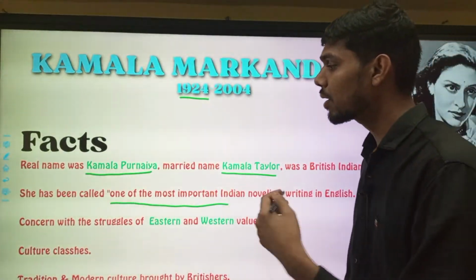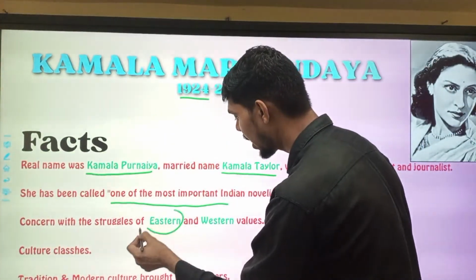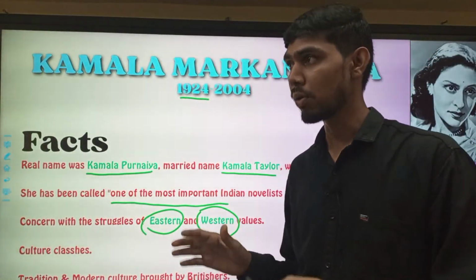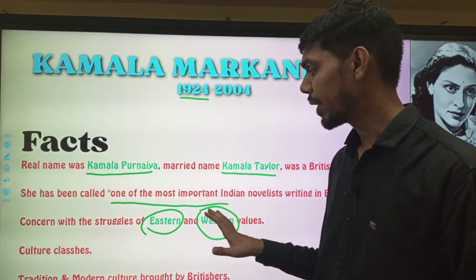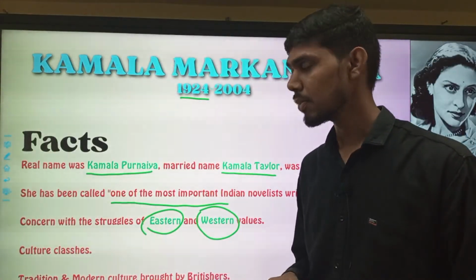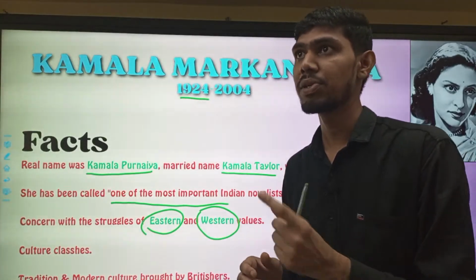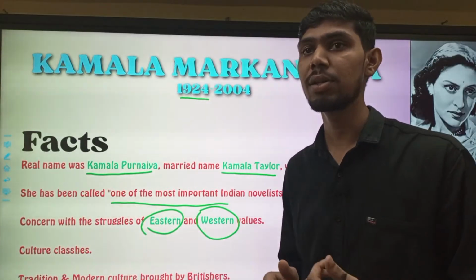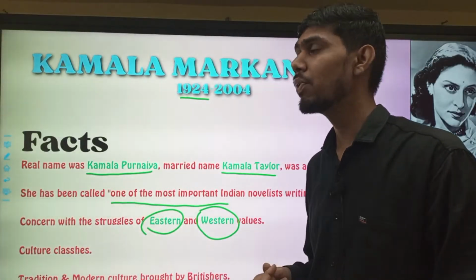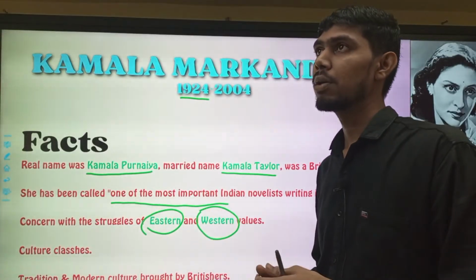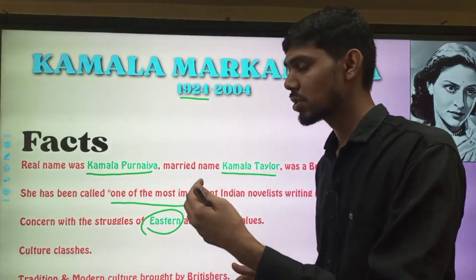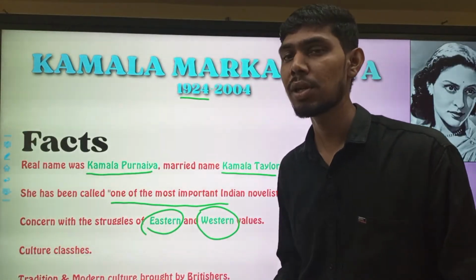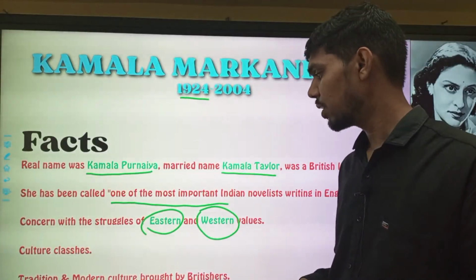Her novels concern the struggle of Eastern and Western values. What do we mean by Eastern and Western values? When we study her novels, we find Eastern and Western cultures. Eastern culture means the characters belong to Indian culture, they follow Indian tradition, and the rural life, the village life. On the contrary, when the Britishers came into India, they came with modernization and industrialization. They established industry in India.